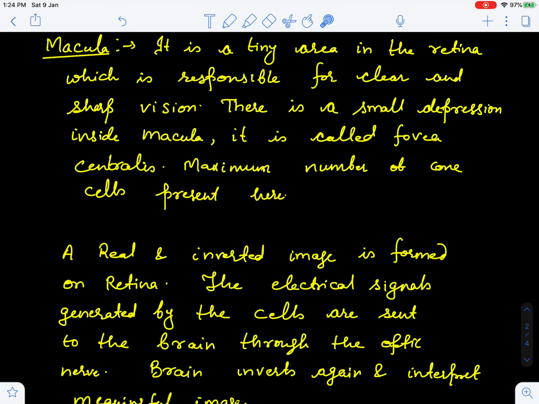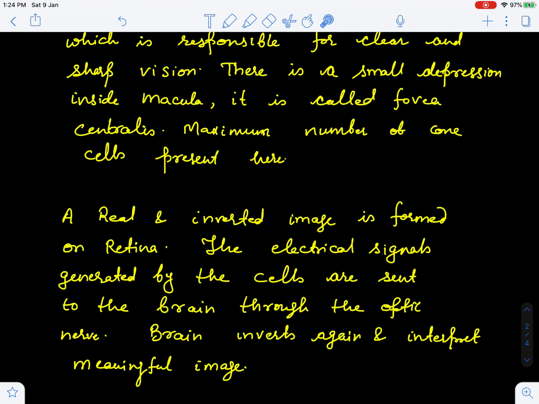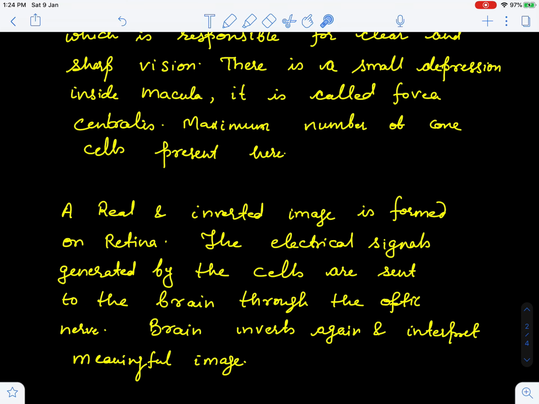Now a real and inverted image is formed on the retina. A question may be asked, which type of image is formed on the retina? A real and inverted image. The electrical signal is generated by the rod and cone cells in response to the light falling on the retina. This electrical signal is sent to the brain through the optic nerves, which are connected to the eye. The brain inverts this image again and interprets a meaningful image.